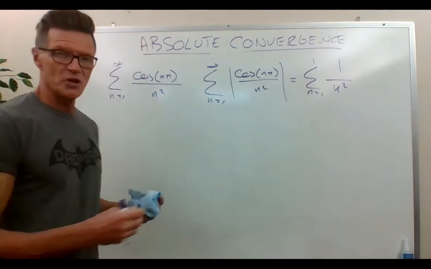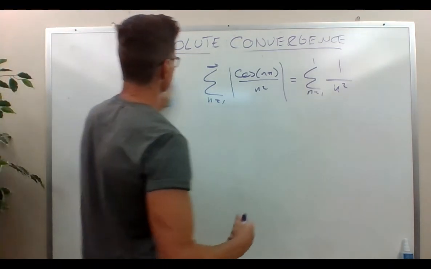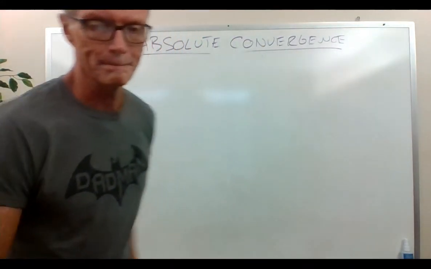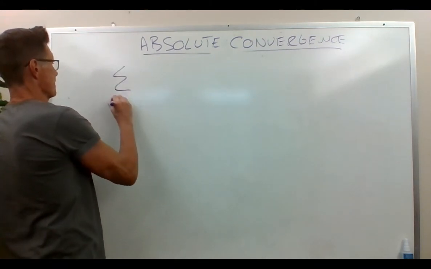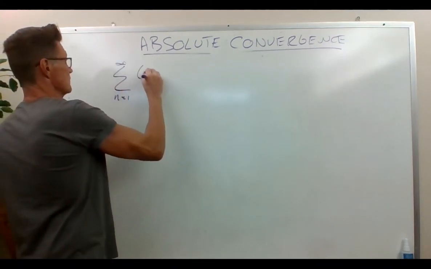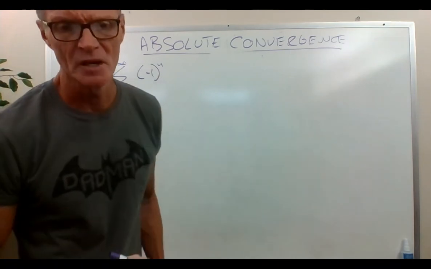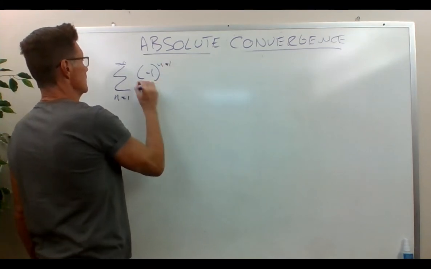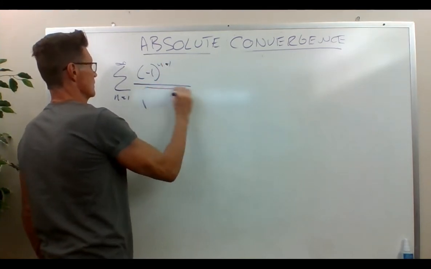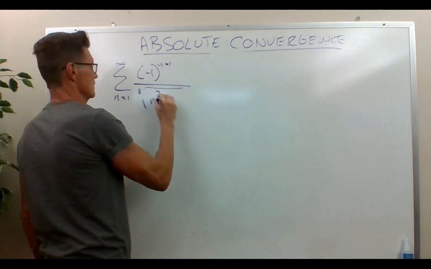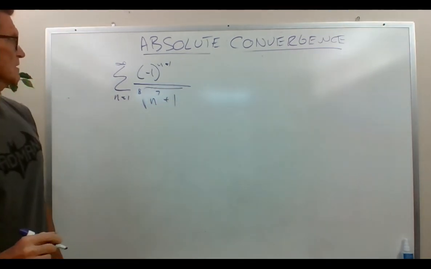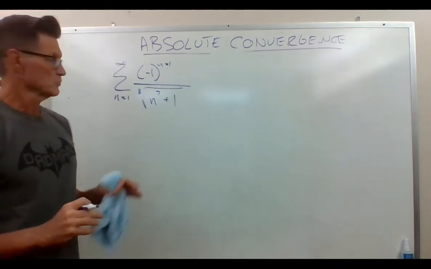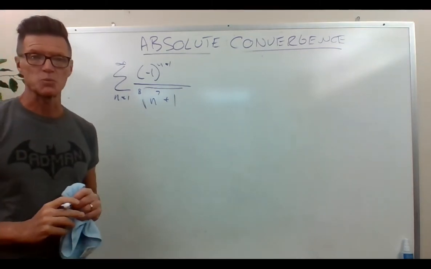All right, example number 2. In example number 2, we have negative 1 to the n plus 1 divided by the 8th root of n to the 7th plus 1.